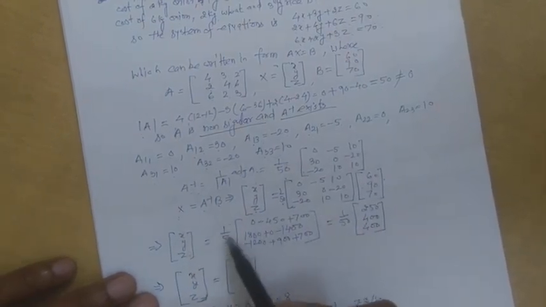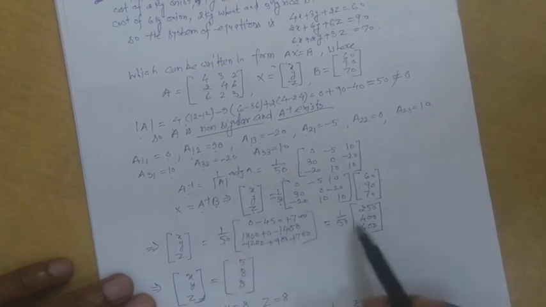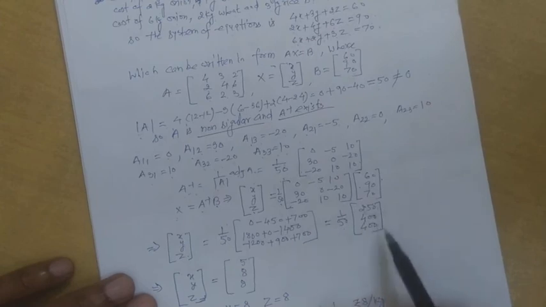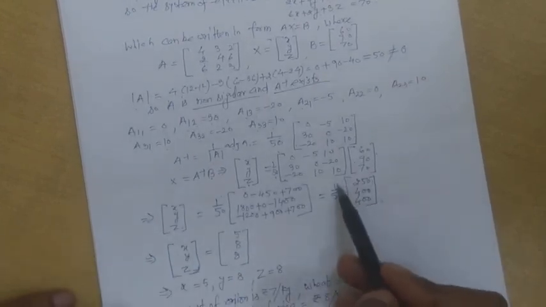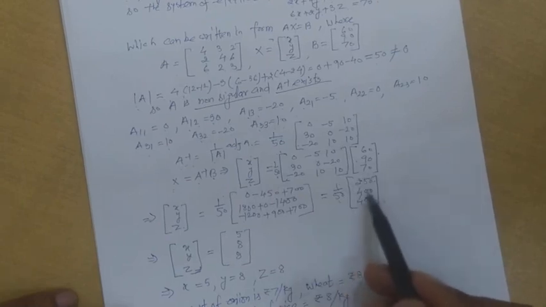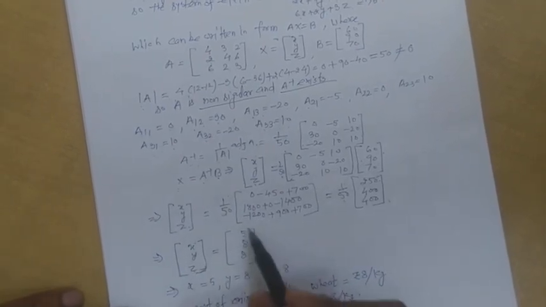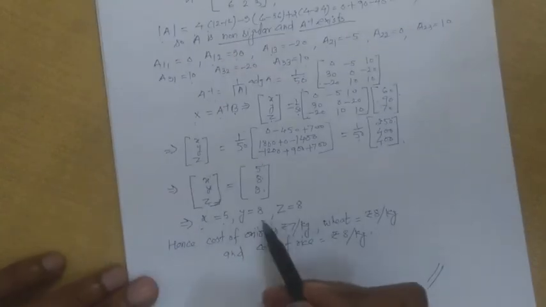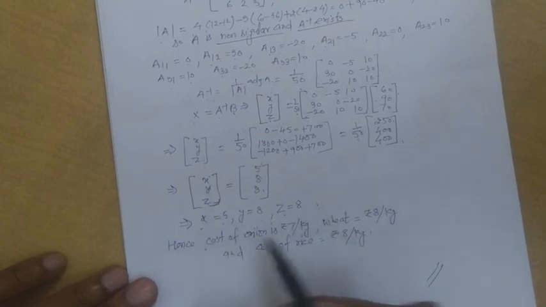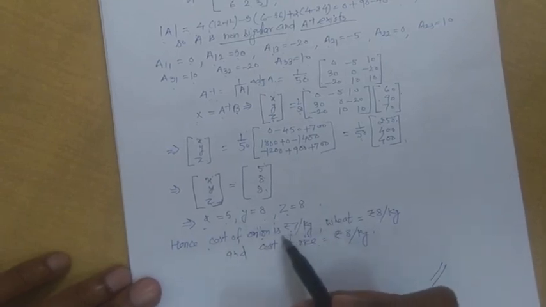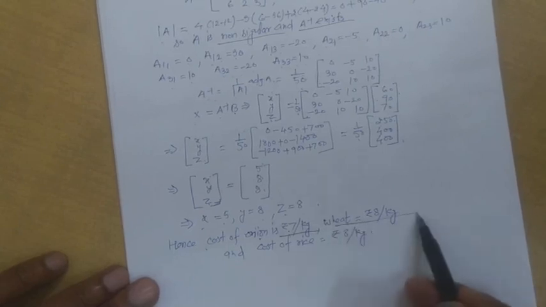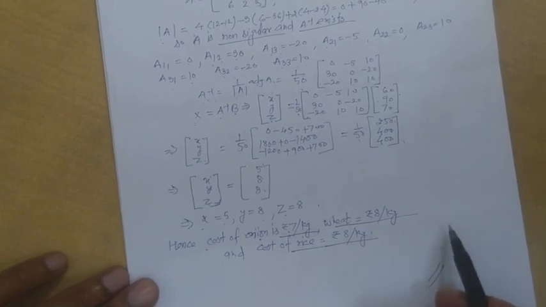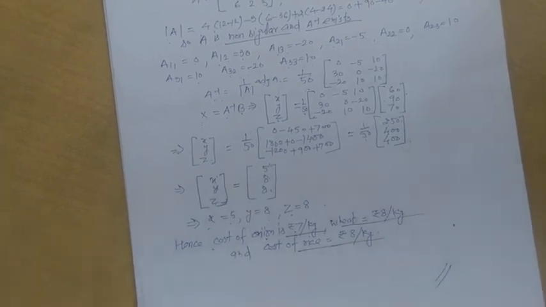So x, y, z is equal to 1 upon 50, and after multiplication we get 250, 400 and 400. Then dividing these elements by 50, we get x, y, z is equal to 5, 8 and 8. Hence x is equal to 5, y is equal to 8 and z is equal to 8. Hence the cost of onion is 5 rupees per kg, wheat 8 rupees per kg and rice 8 rupees per kg. That's all from this chapter.